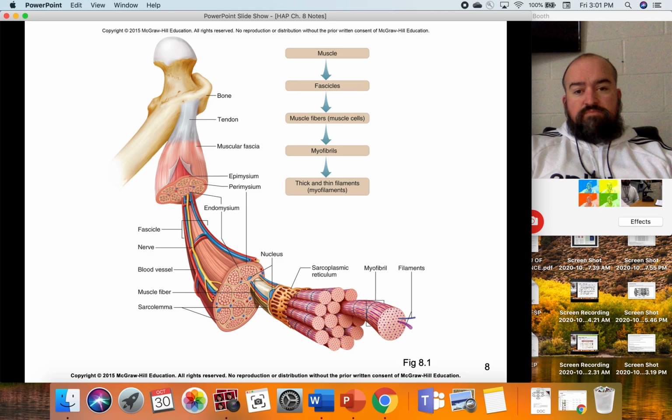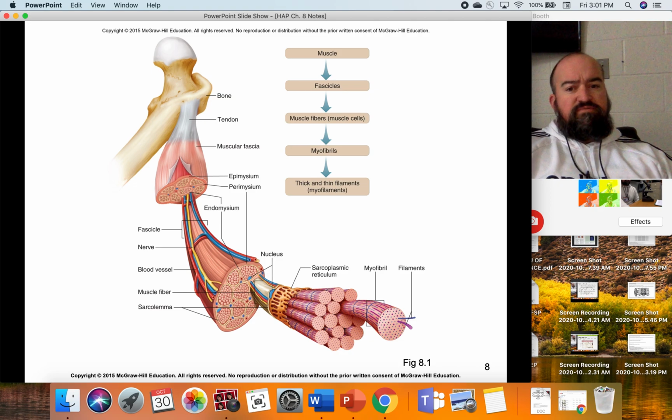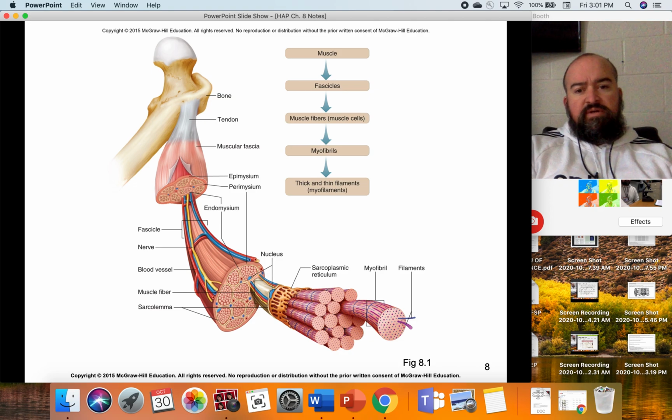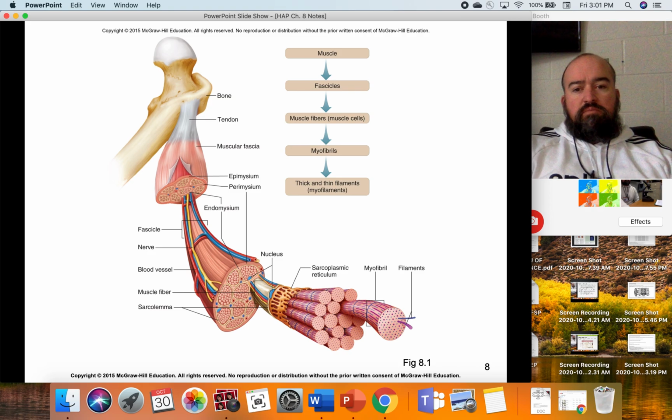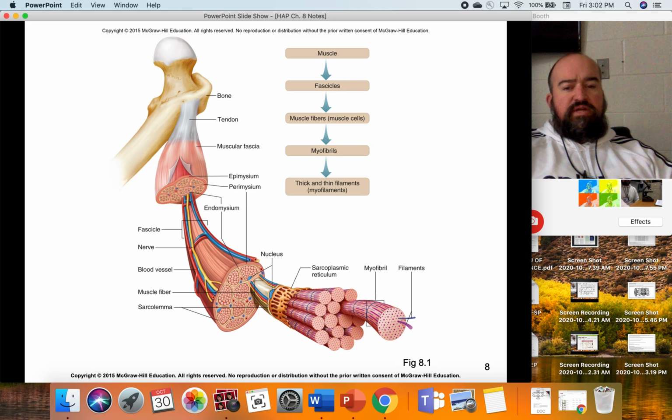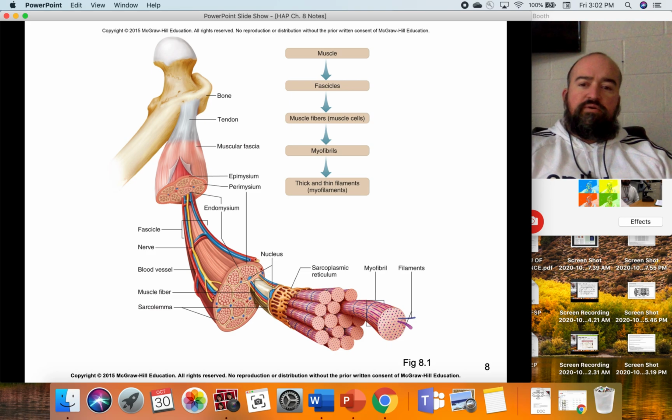So the whole muscle is surrounded by a connective tissue layer called fascia. I pronounce it different ways every time I say it. And that covers the entire muscle. Then underneath of that, you can see that shows that peeled away, there's lots of different connective tissue layers that surround each layer of the muscle.